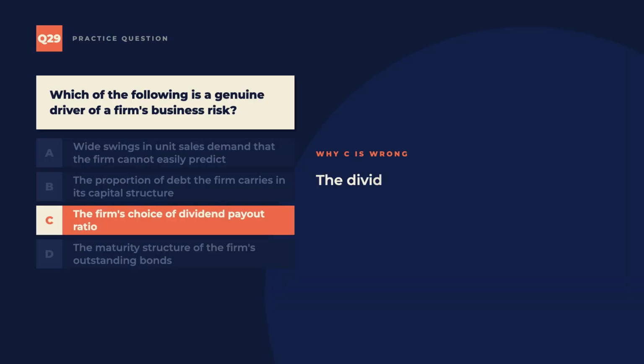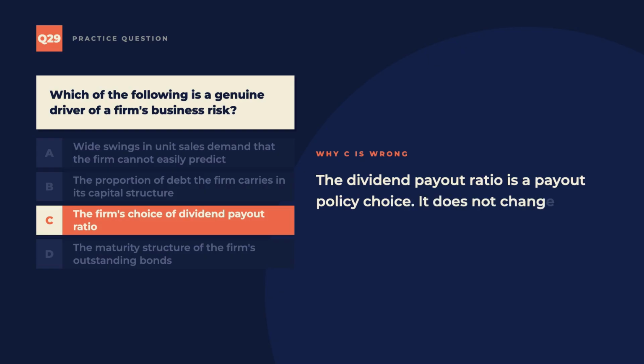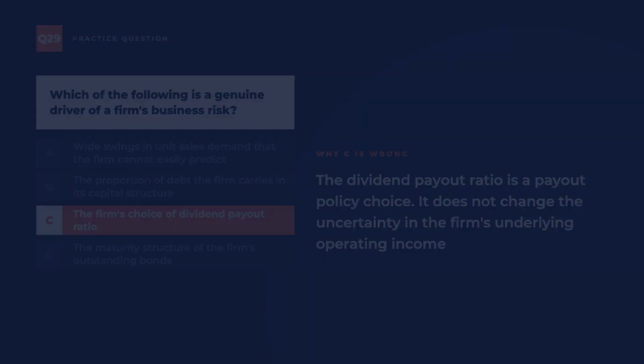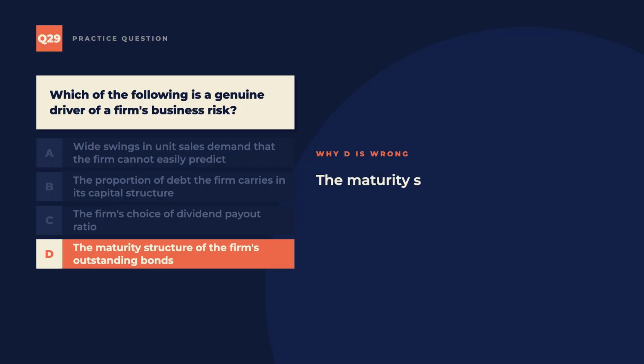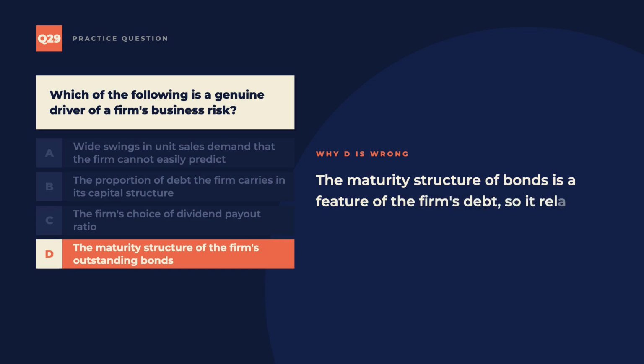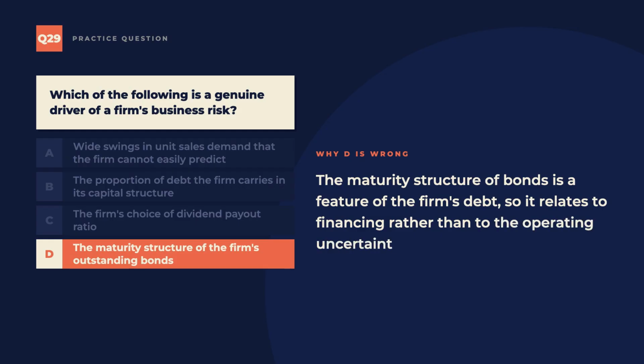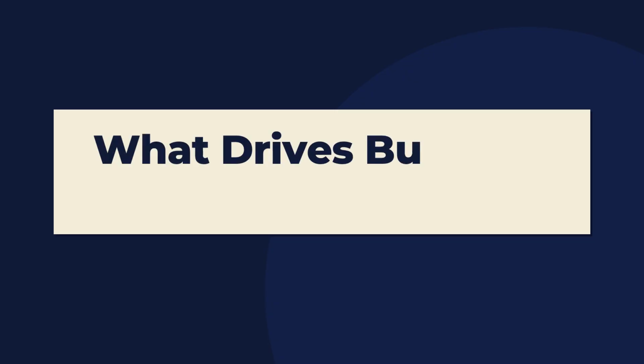C is wrong because the dividend payout ratio is a payout policy choice. It does not change the uncertainty in the firm's underlying operating income. D is wrong because the maturity structure of bonds is a feature of the firm's debt, so it relates to financing rather than to the operating uncertainty that defines business risk.